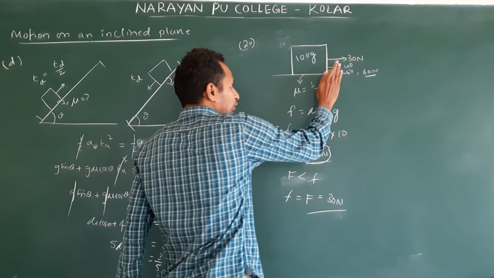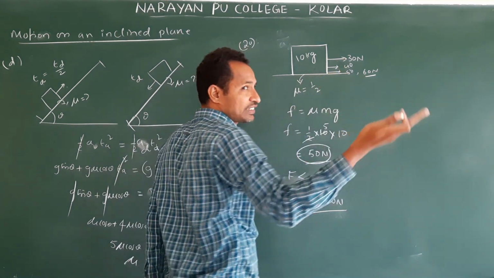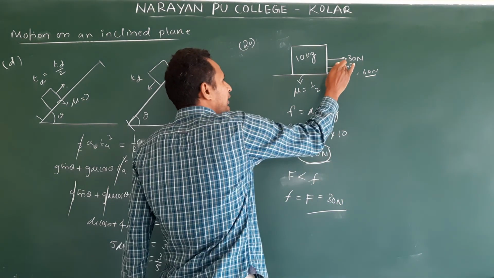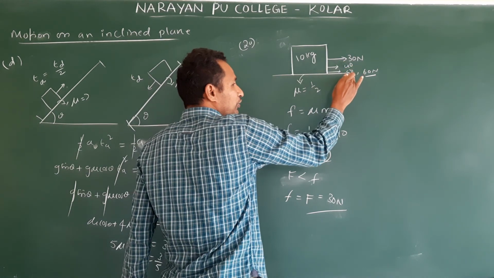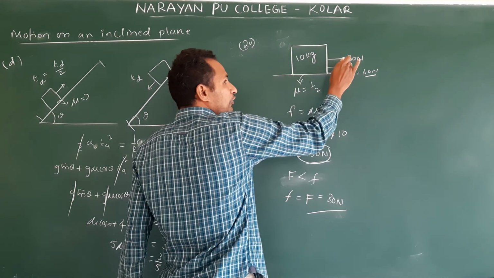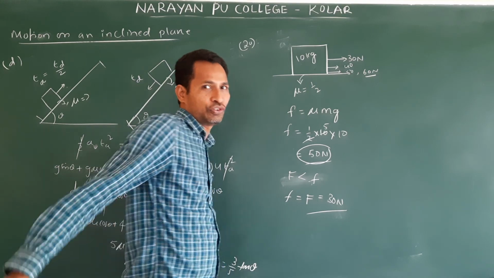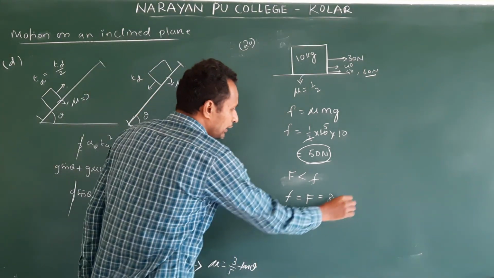For a given position, the applied force is 30 Newton, and friction is a self-adjusting force. So when we apply 30 Newton, until we apply 50 Newton, friction is always equal to the applied force. So it is 30 Newton.